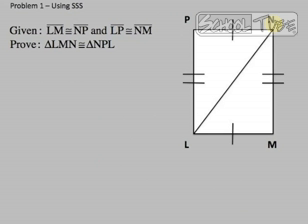Okay, so in problem number 1, we're going to actually use the side-side-side postulate. This drawing shows us two triangles. It gives us that segment LM is congruent to segment NP, and that segment LP is congruent to segment NM. And we're supposed to try to prove that triangle LMN is congruent to triangle NPL.